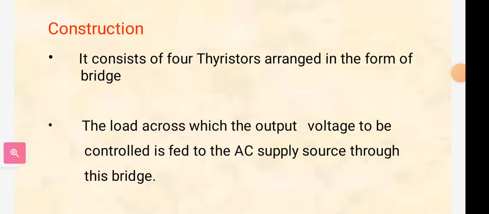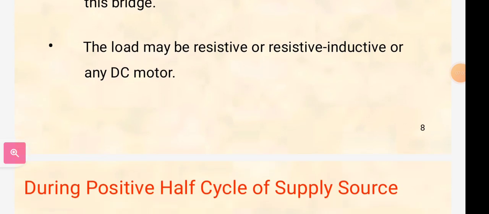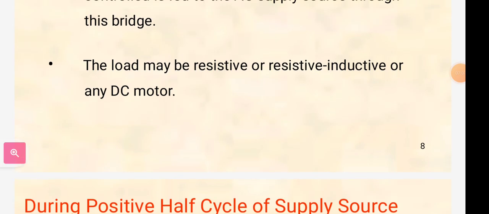So what is the construction? It consists of 4 thyristors arranged in the form of a bridge. We connect the 4 thyristors T1, T2, T3 and T4 in the form of a bridge. The load across which the output voltage is to be controlled is fed from the AC supply source through this bridge. The load may be resistive, resistive inductive, or a DC motor.